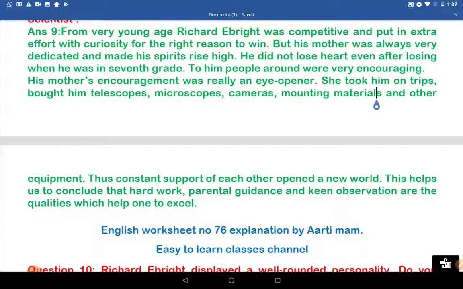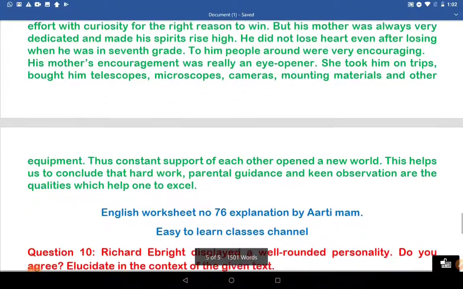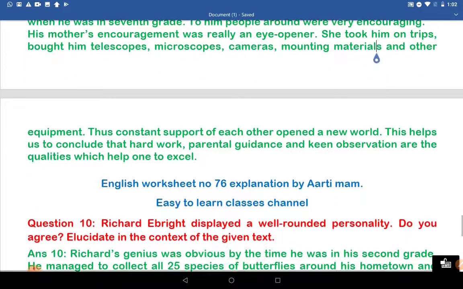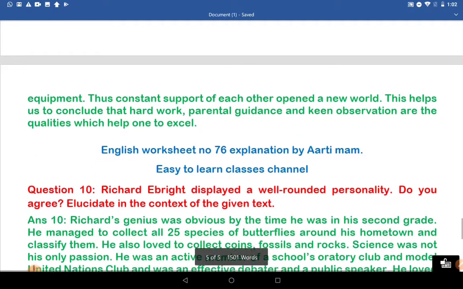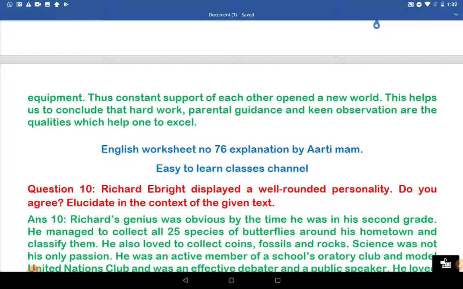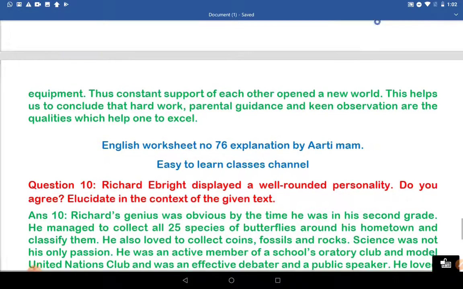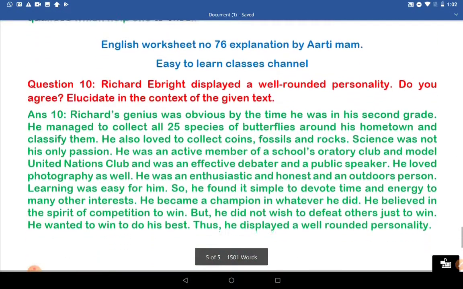He did not lose heart even after losing when he was in the seventh grade. To him, people around were very encouraging. His mother's encouragement was really an eye opener. She took him on trips, brought him telescopes, microscopes, camera mounting materials, and other equipment. Thus, constant support by each other opened a new world. This helps us to conclude that hard work, parental guidance, and keen observation are the qualities which help one to excel. Question 10.